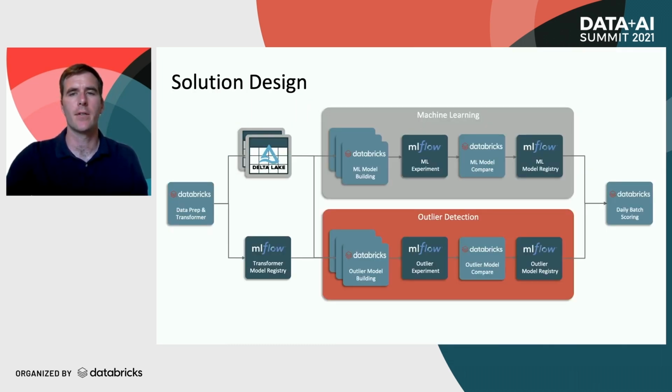These components came together to make up this fully automated solution design, which is implemented here in production at T-Mobile on the Azure platform. It starts with a data preparation and transformation notebook. With the data and transformer saved, we then start up our two model building lanes, one for machine learning and the other for outlier detection. In each of these lanes, we build multiple models, compare results, and save the best performing model into production. The production models are then utilized in our daily batch scoring notebook to identify suspected fraudulent accounts. Now we will deep dive into each of these framework components.